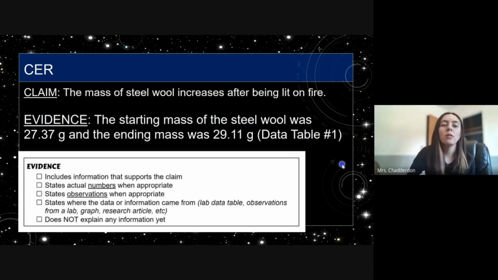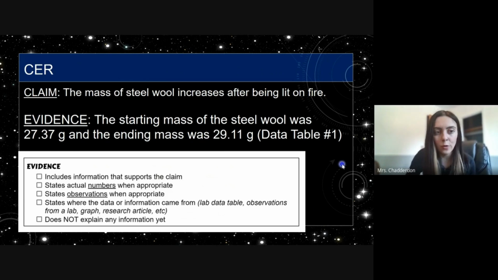Evidence, okay? The starting mass of the steel wool was 27.37 grams, and the ending mass was 29.11 grams. And that is from data table number 1 in my lab packet. Okay, let's look at our checklist. Includes information that supports the claim.